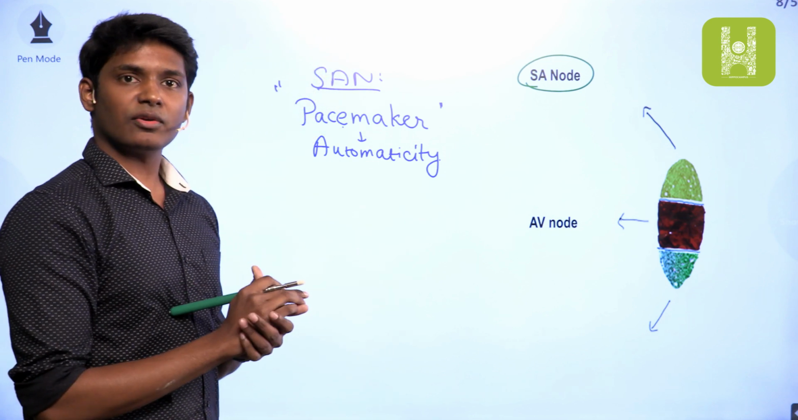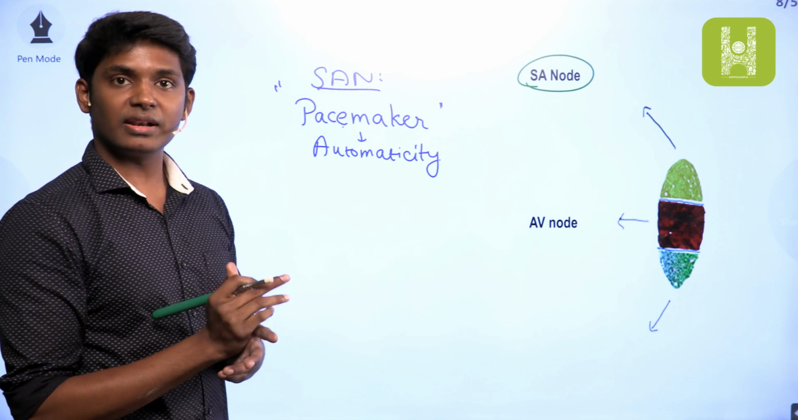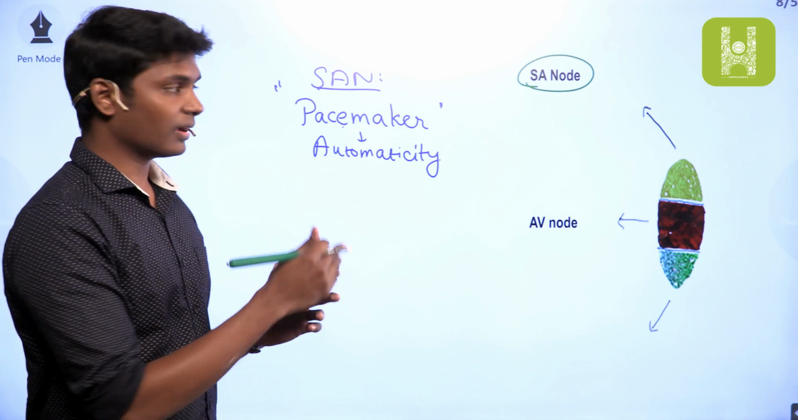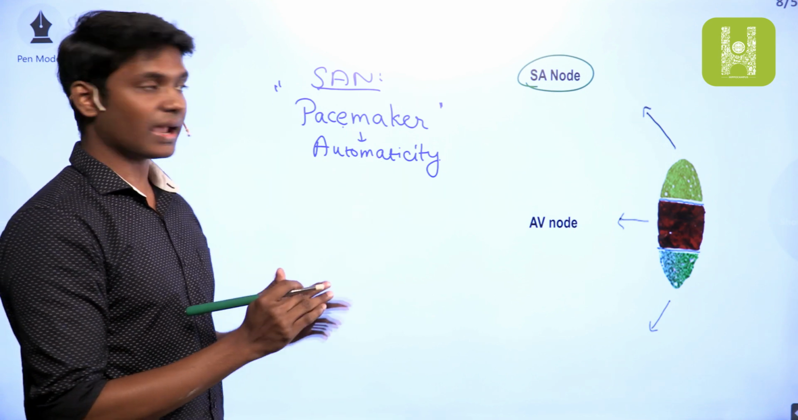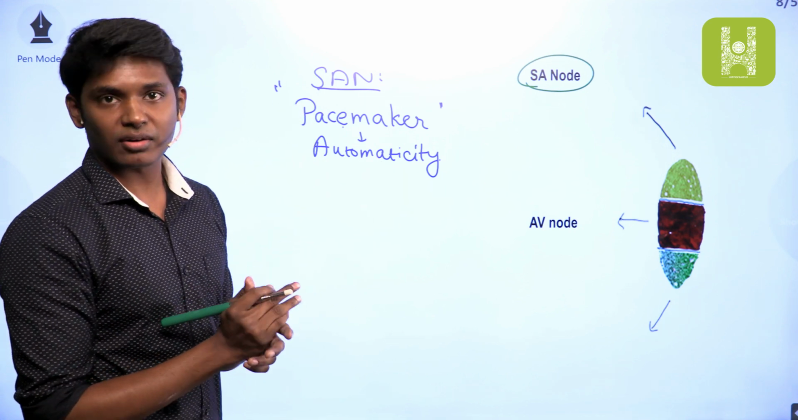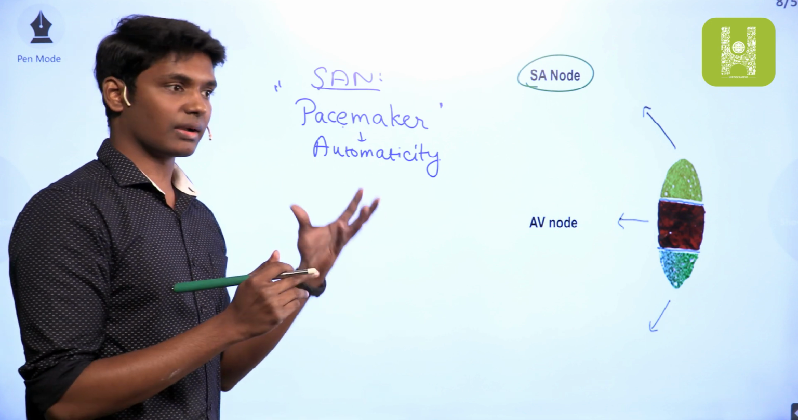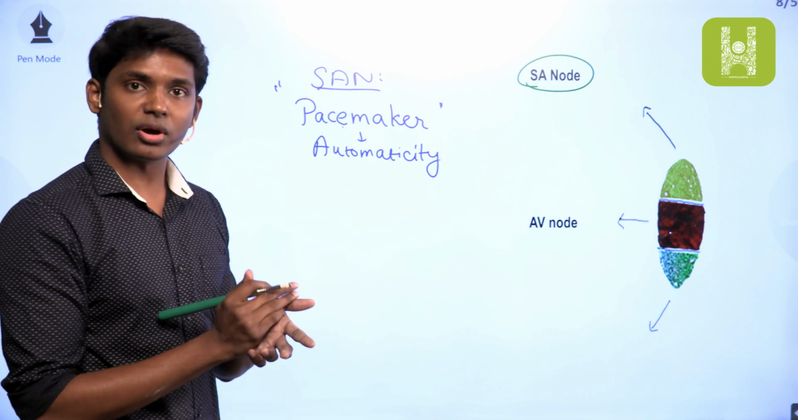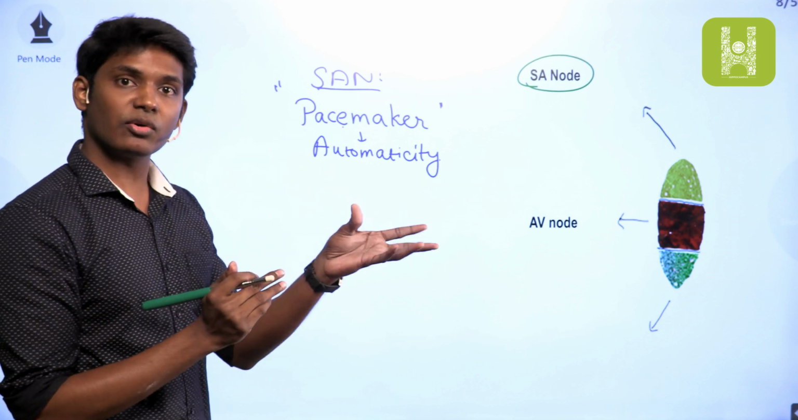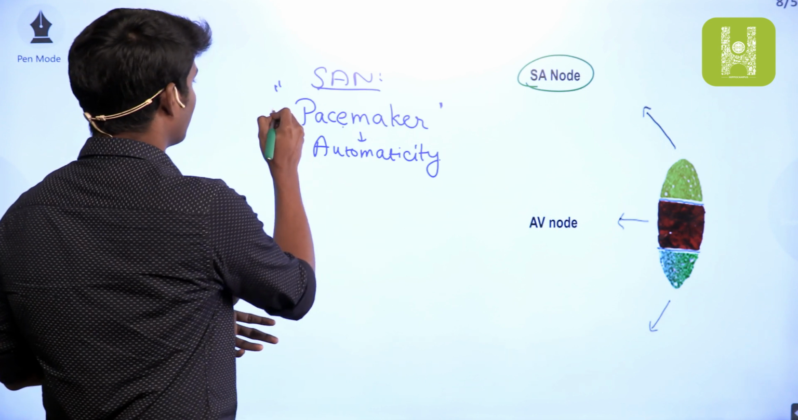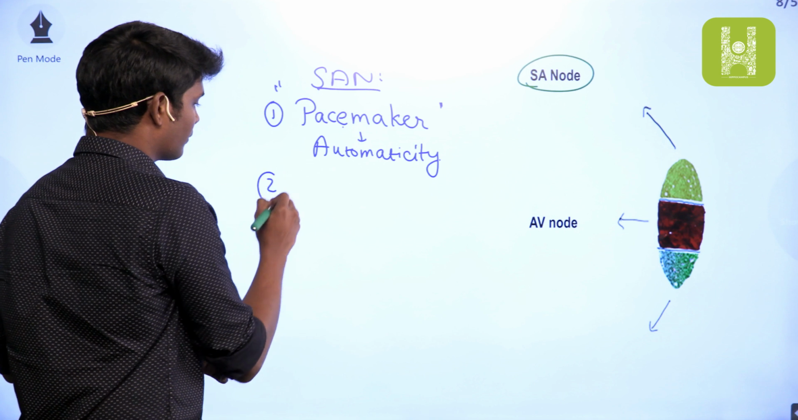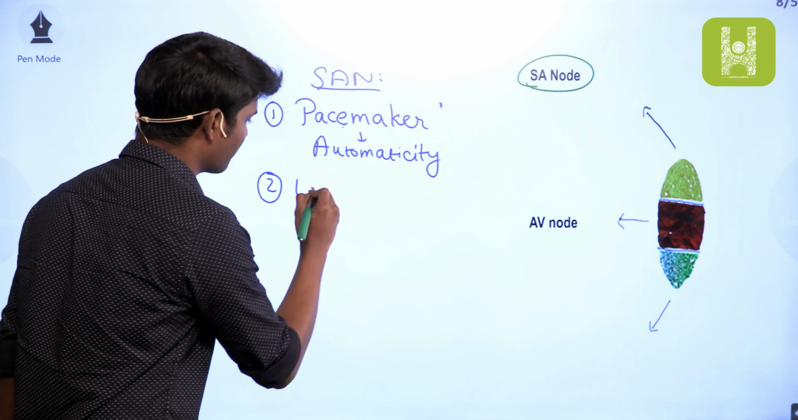So the cells of the sinoatrial node produce spontaneous electrical impulses, and that actually gets conducted to the rest of the heart, and that is why it is called the pacemaker of the heart, because usually the rate of the beating of the heart is normally decided by the rate at which the sinoatrial node fires. So what is the location?